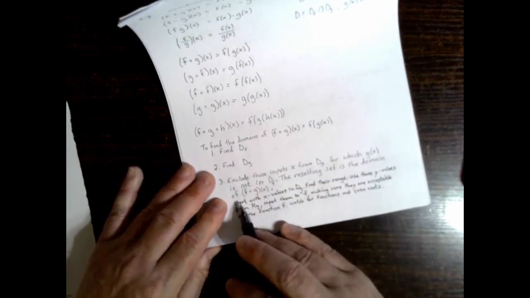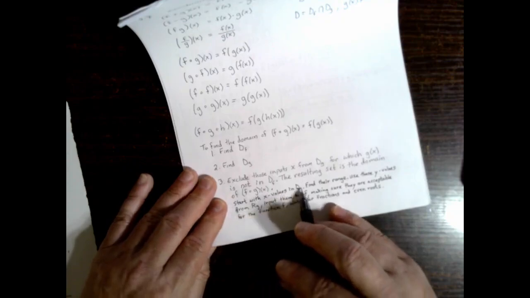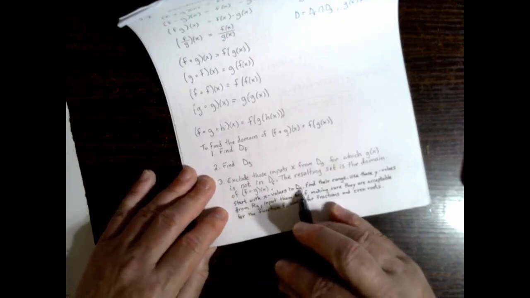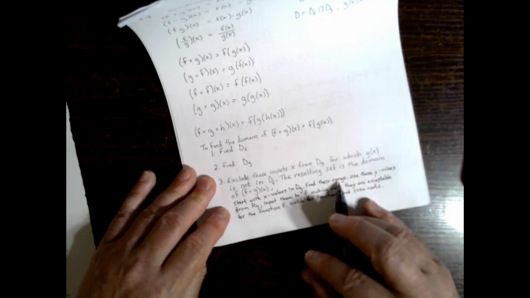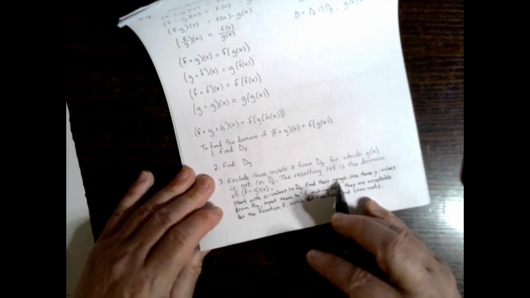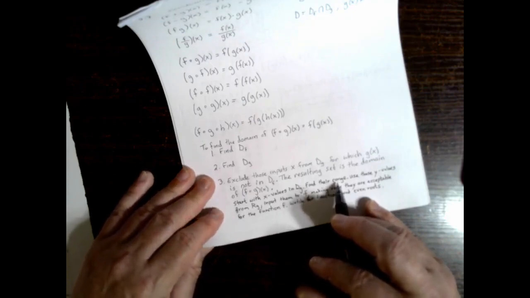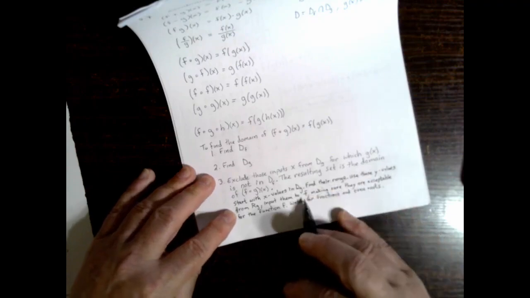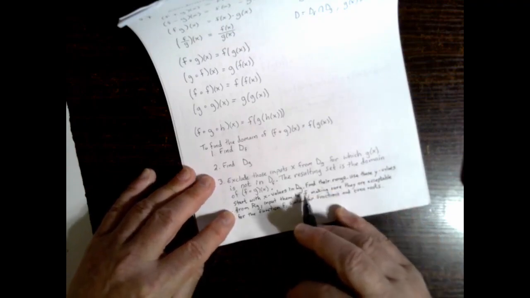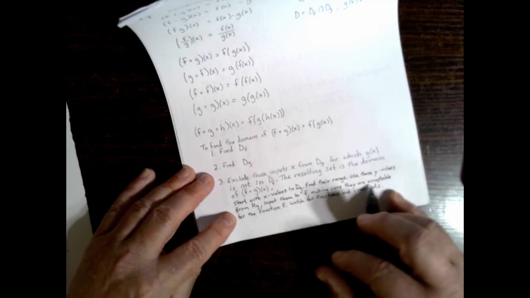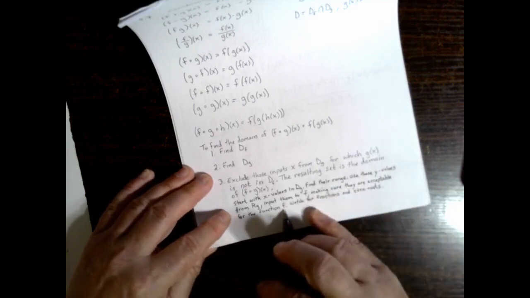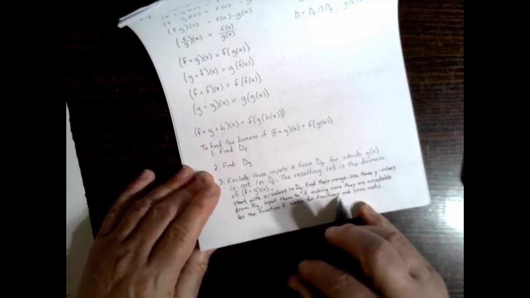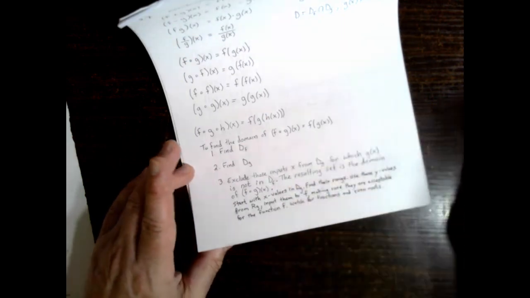In other words, start with the x values in your domain of g. Find what the range is for g. Now that range for g is now your input for f. Look at those inputs for f and make sure that they're acceptable for the function f. You're watching out for fractions or even roots. Those are typically your only problems when you're talking about domain problems.